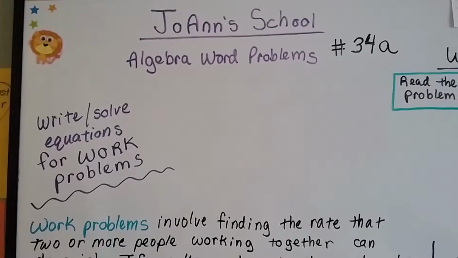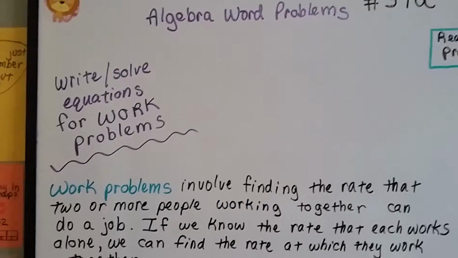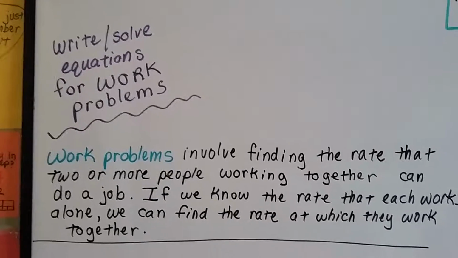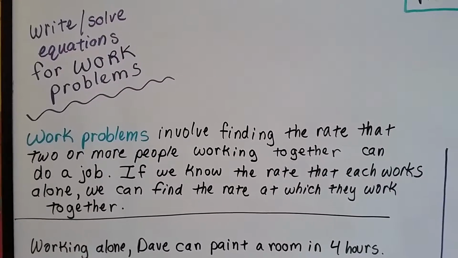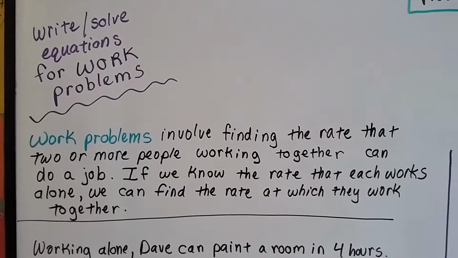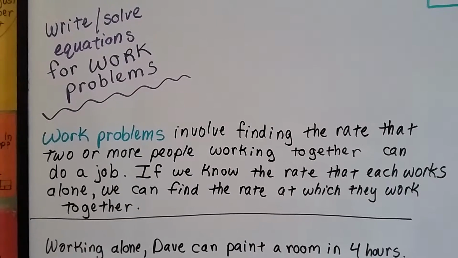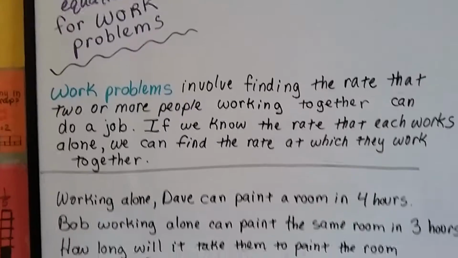Algebra Word Problems number 34A. Write and solve equations for work problems. Work problems involve finding the rate that two or more people working together can do a job. And if we know the rate that each works alone, we can find the rate at which they work together.